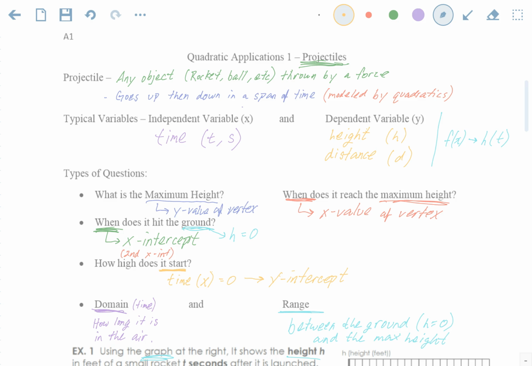So it's very similar to quadratics, but now since we have an application to it, things change a little bit. We're going to do some of these for homework. We're going to do some different projectile problems, and different applications next.